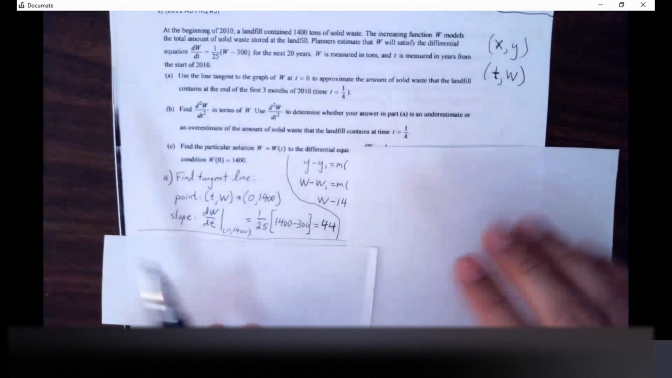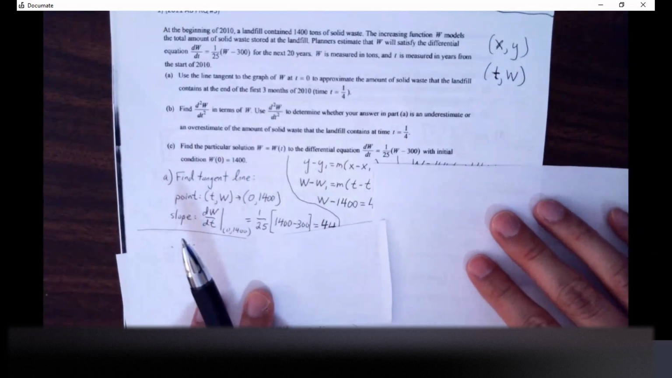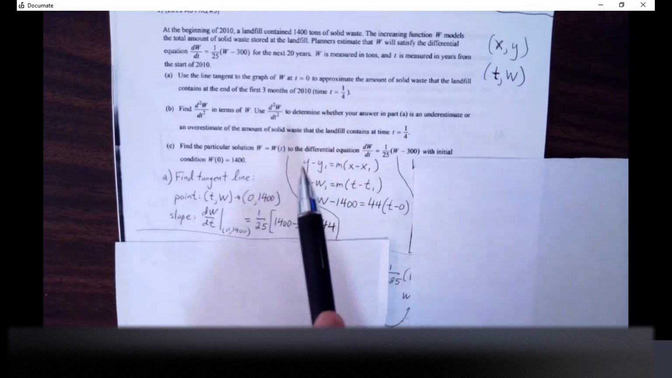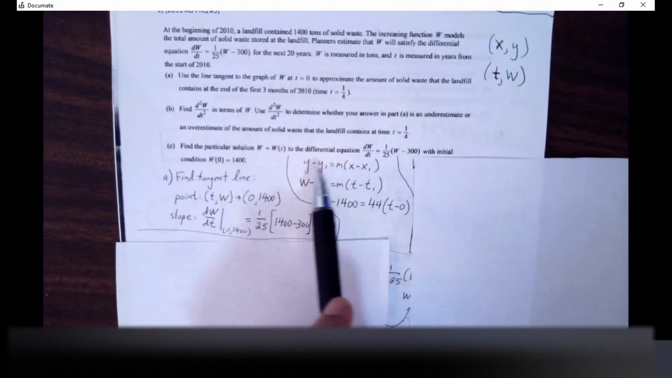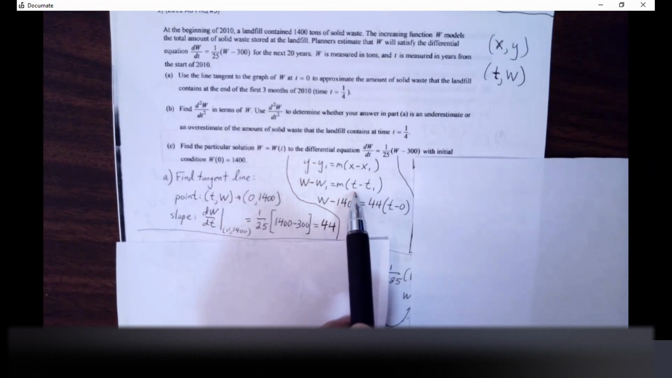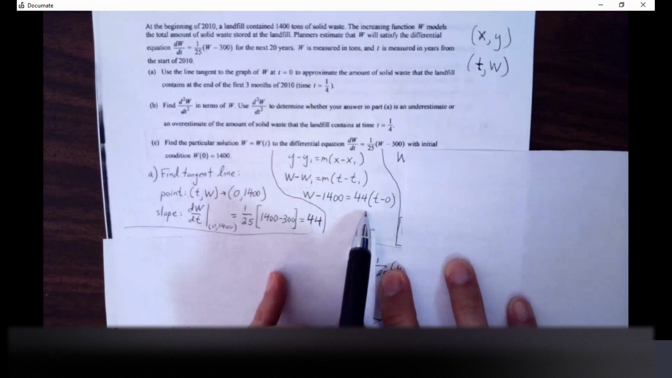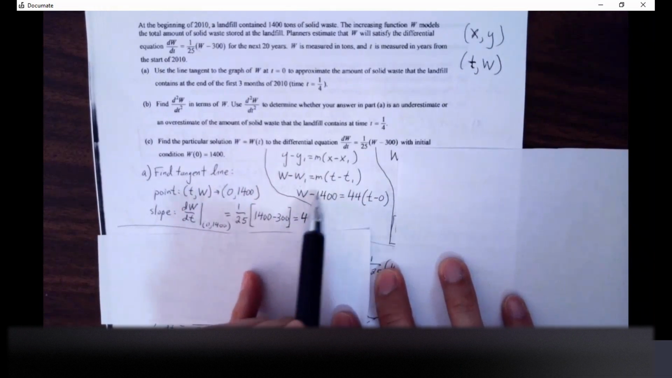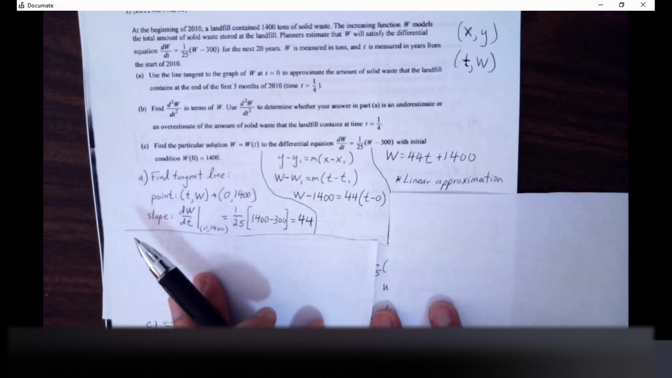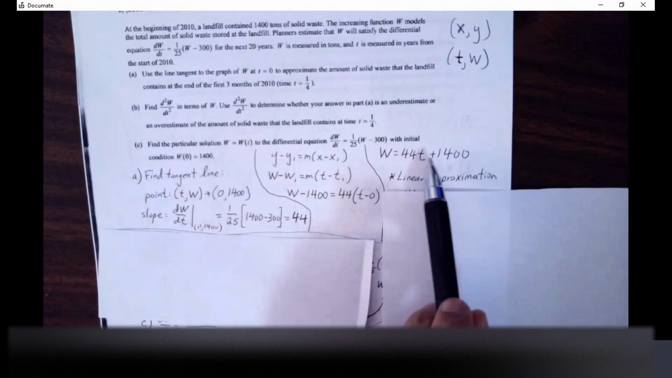Okay, so we have our ordered pair, we have our slope, and now we're going to put this into point-slope form. Usually we think of point-slope form as y minus y1 equals m times x minus x1, but instead of x's and y's, we're dealing with t's and w's. So instead of y minus y1, we'll do w minus w1 equals m times t minus t1. We'll replace t and w with 0 and 1,400, just like we would with x's and y's, and then replace the slope with 44. And then here's our tangent line equation. Okay, let's solve for w. We'll add 1,400 to both sides, and we get 44t plus 1,400. So here is our tangent line equation.